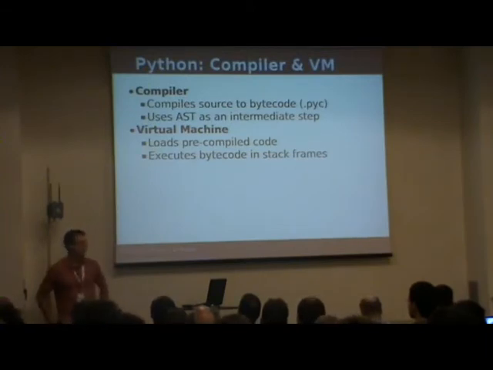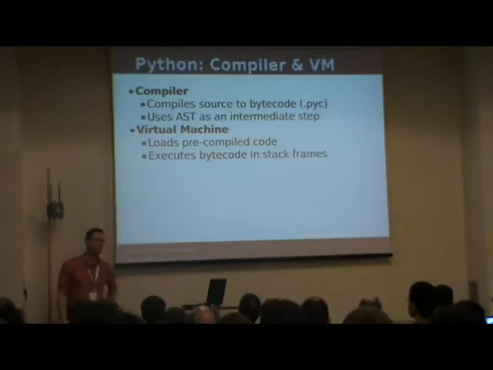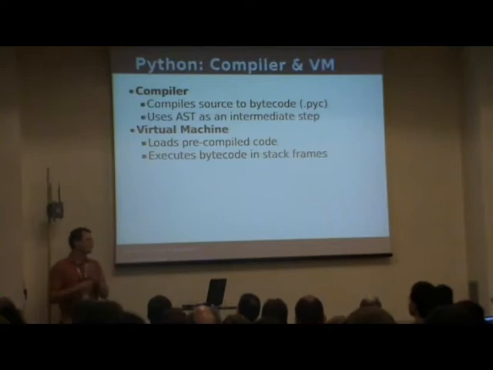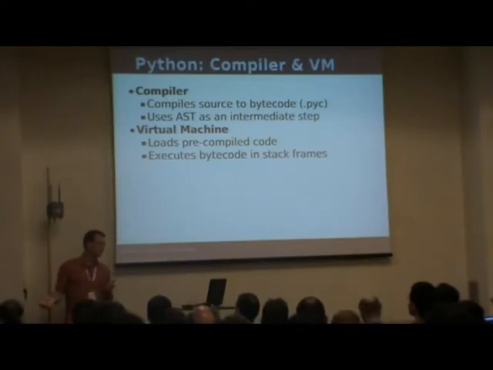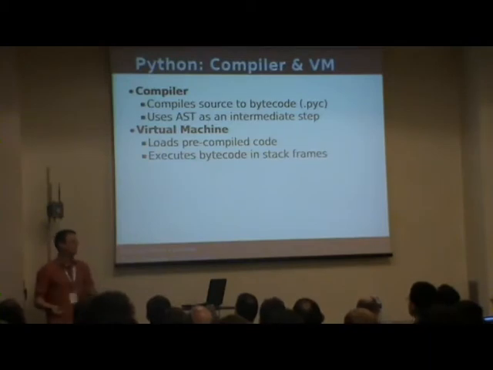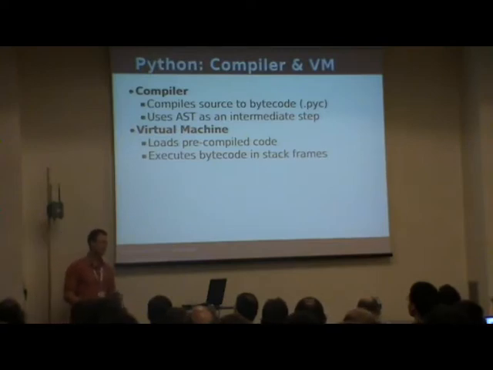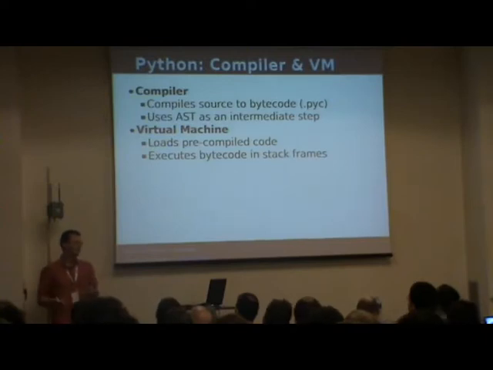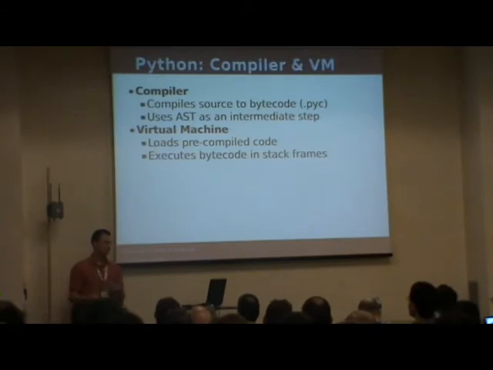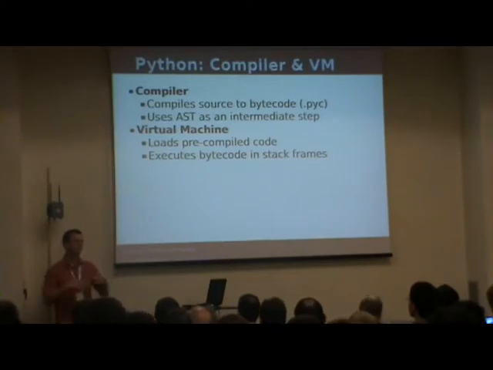Python is always called an interpreter, but it's really a compiler and a virtual machine at the same time in one package. Whenever you execute any Python file, it will first compile the source code into bytecode, which will then be stored in a bytecode file if it can. The compiler actually uses an intermediate AST, which is a whole other subject, also quite interesting. Once it's got this bytecode, it will execute it in the virtual machine. The virtual machine always loads precompiled bytecode and then executes it in stack frames, which give the context in which the bytes execute things.